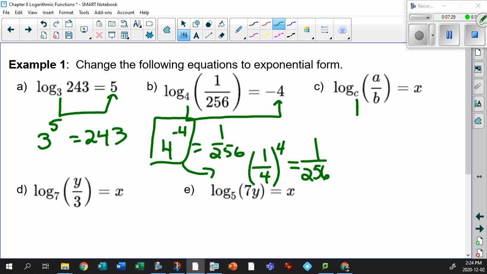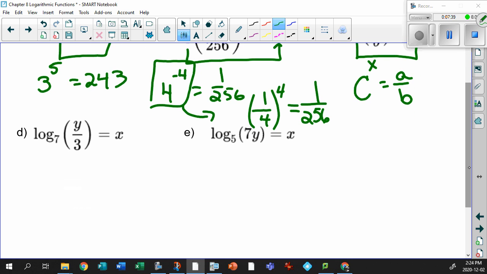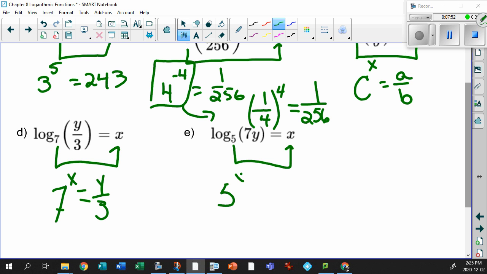Huh. C to the x. This is just kind of an algebra one. Equals a over b. How lovely. Okay, keep on going. Look at this. 7 to the power of x. See how we can get rid of the logs really nicely? There we go. Keep on going. Look. 5 to the power of x equals 7y. This is how all of these work. There's just no doubt about it. They're just very, very easy functions to play around with. There's nothing really that matters with a lot of these things.